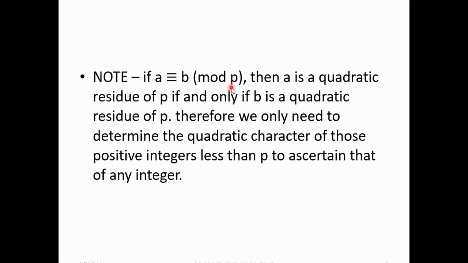If a is congruent to b modulo p, then a is a quadratic residue of p if and only if b is a quadratic residue of p, because a and b are congruent. So if a is a quadratic residue, then b is a quadratic residue, and if b is a quadratic residue, then a is also a quadratic residue. Therefore, we need only to determine the quadratic character of those positive integers less than p to ascertain that of any integer. So we will consider only the integers which are less than p.